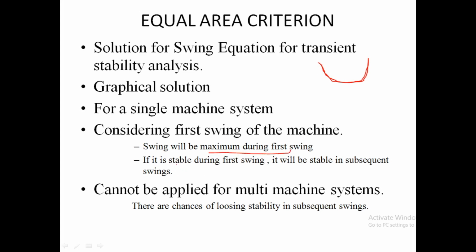Therefore, if it is stable during the first swing, it will be stable in subsequent swings also. Therefore, we are considering the first swing, that means the first oscillation with respect to the equilibrium point. And it cannot be applied for a multi-machine system. Why? There are chances of losing stability in subsequent swings for a multi-machine system. It may be stable during the first swing, which may be the maximum swing also, but there are chances of losing stability in the subsequent swings. Therefore, we are not applying it for the multi-machine system.